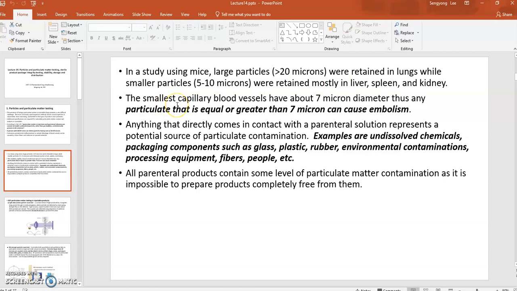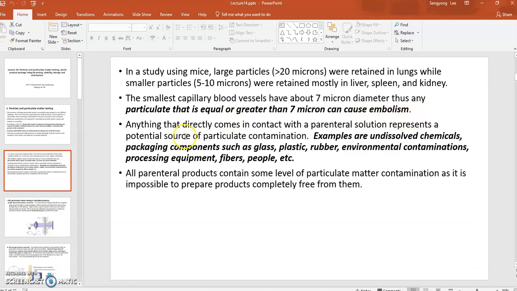And the smallest capillary blood vessels have about 7 micron diameter. Okay, so if you have any small particle in your drug that are same or above that 7 micron size, again, you can cause the blockage of those capillary blood vessels. So that causes embolism or emboli, which is not good, and the tissue will die from that area.